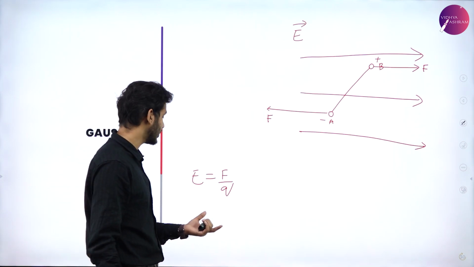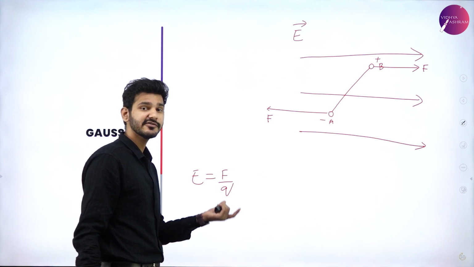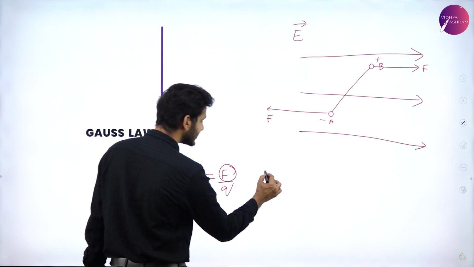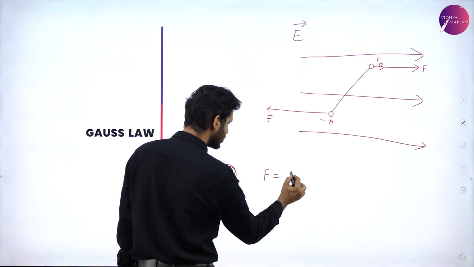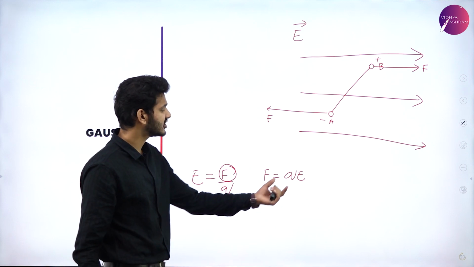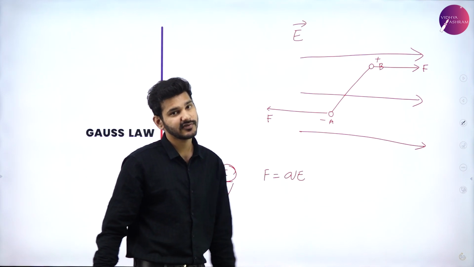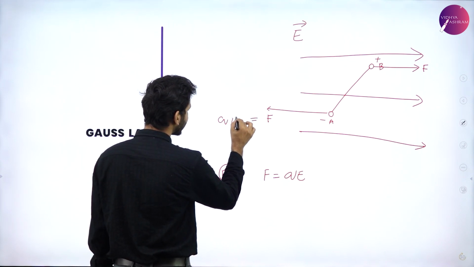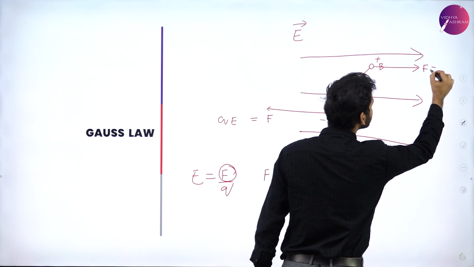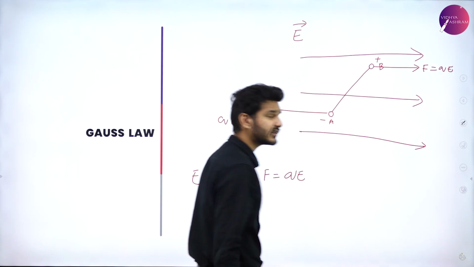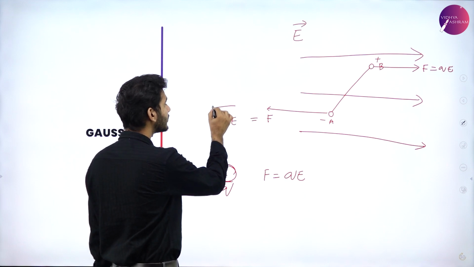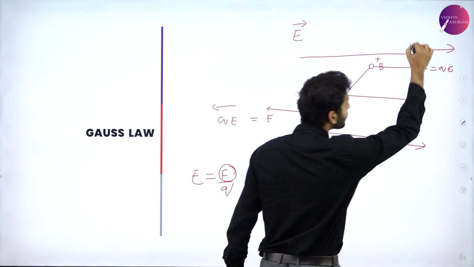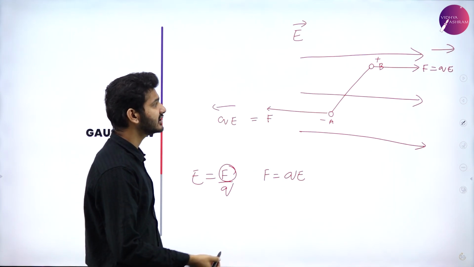So from this equation we know that electric field is equal to the force experienced per unit charge, or from this we can find the force, which is F equals Q times E. That is, the charge times the magnitude of the electric field will give you the force. So the force will be equal to Q times E here, and Q times E here also. The only difference is that these forces will be in opposite directions. One will be acting in this direction while the other will be acting in the opposite direction, because of the difference in polarity.